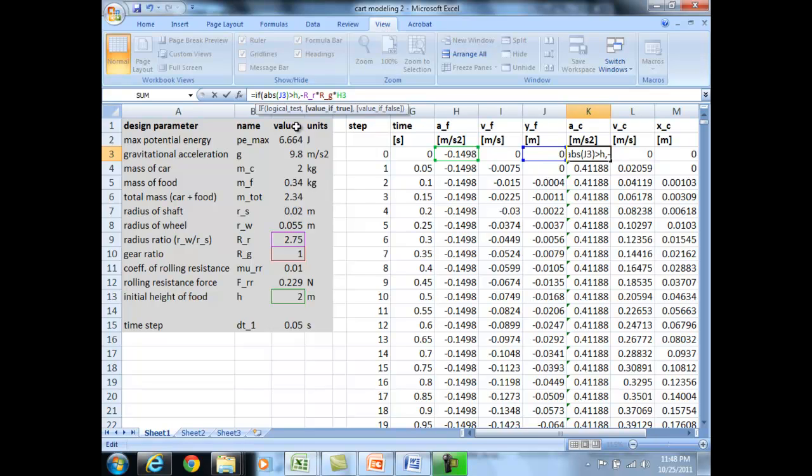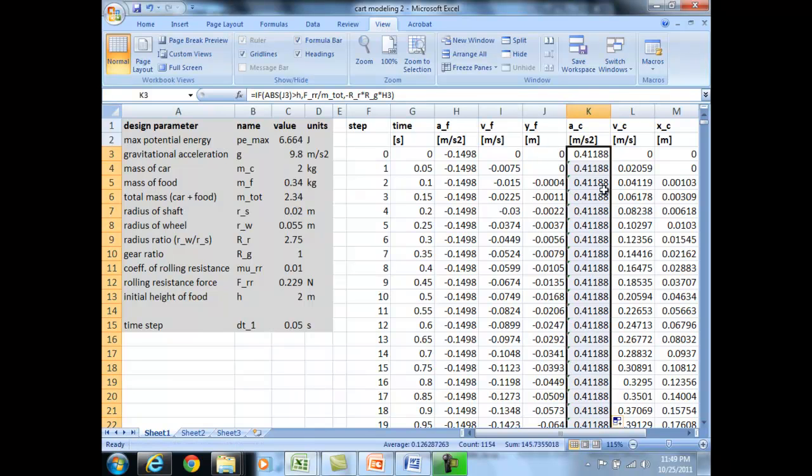just the rolling resistance force divided by the total mass. So FRR divided by M tote. And otherwise, before we reach that condition, we want to use the equation that was there already, which was the acceleration in the propulsion phase. So let's see what happens. So we haven't reached 2 meters, so we're still getting that same value, so that's good.